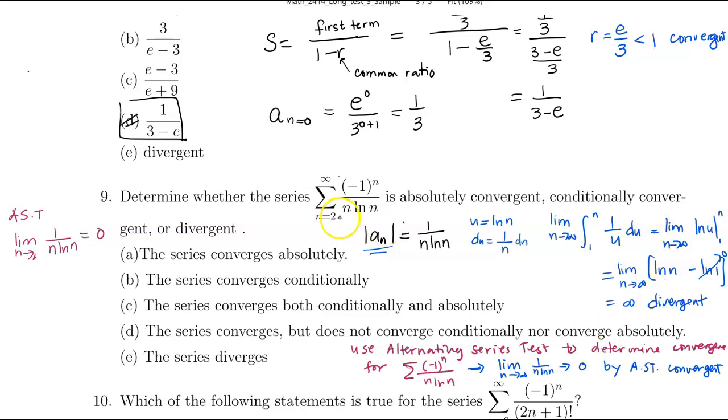So we have a series wherein if you take the absolute value, it is divergent, but without the absolute value, it is convergent. So we call that series a conditionally convergent series.